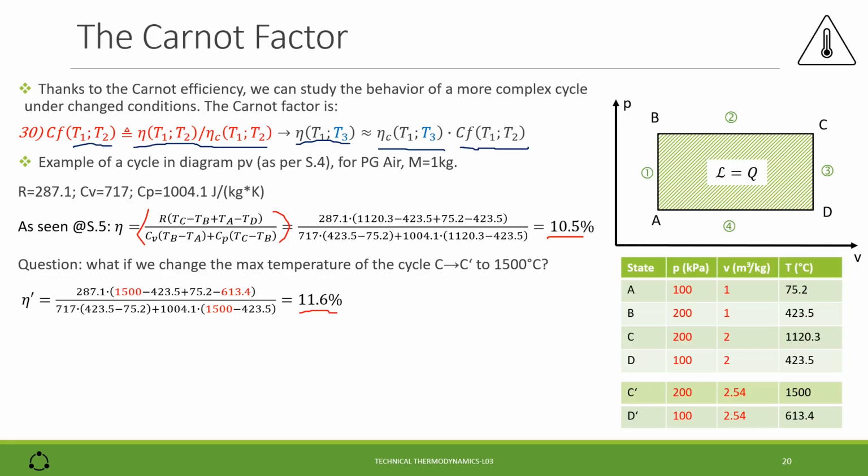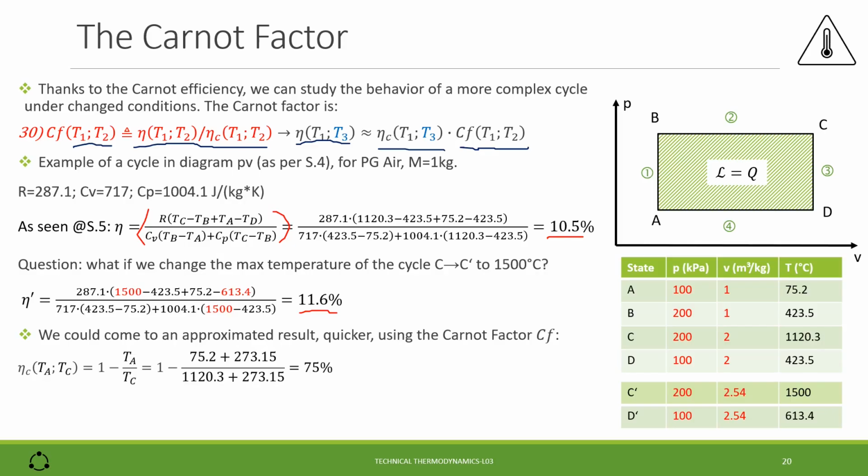11.6%. But we could come to an approximated result using the Carnot factor, and this will be quicker, especially if we did not know the formula of the efficiency. Okay, this is just for example. Also, we calculate first the Carnot efficiency of the original cycle, when the minimum and maximum temperature are the ones displayed here: for the state A, 75.2, and for the state C, 1120.3. And we come to an efficiency of the Carnot cycle of 75%.